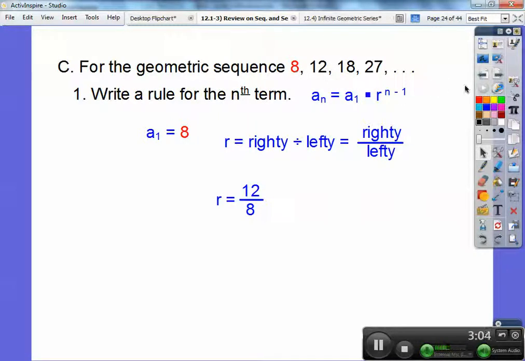And if you guys are still struggling with fractions, this is an Algebra 2 class, you guys. So not to put a guilt trip on you, but you should be pretty efficient with fractions by now.